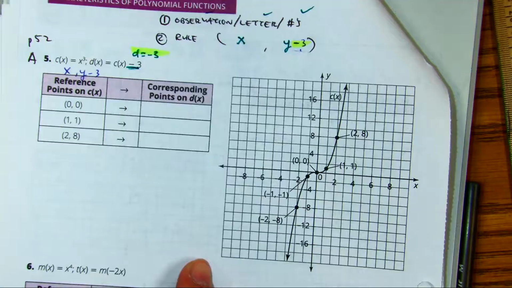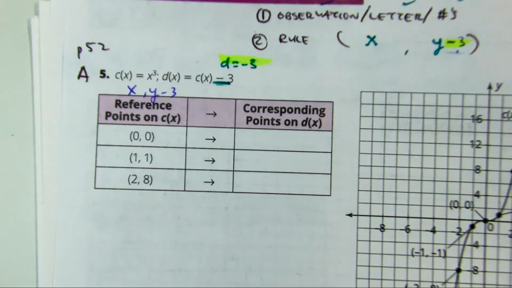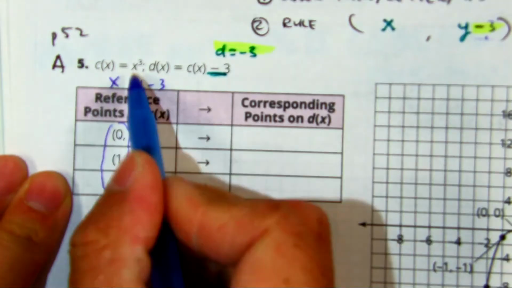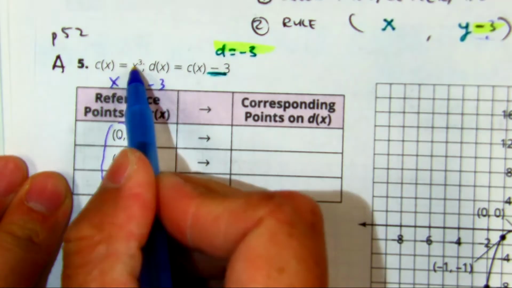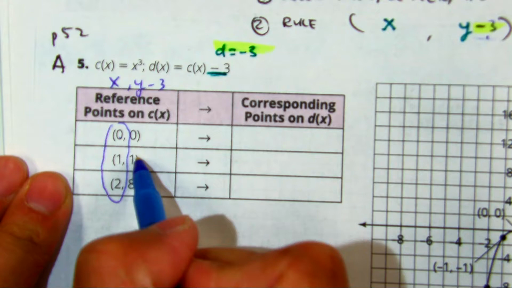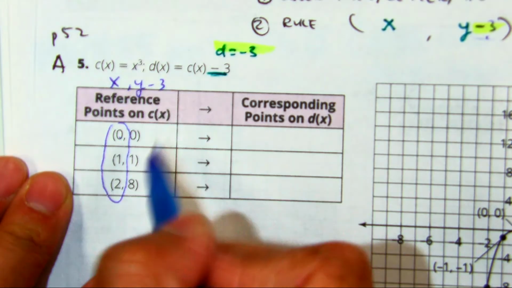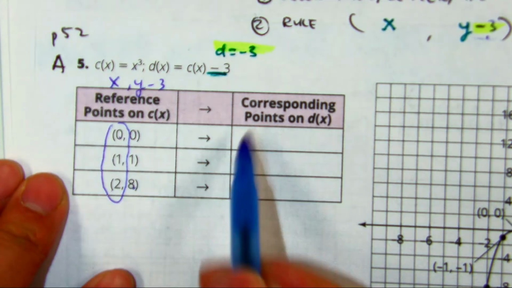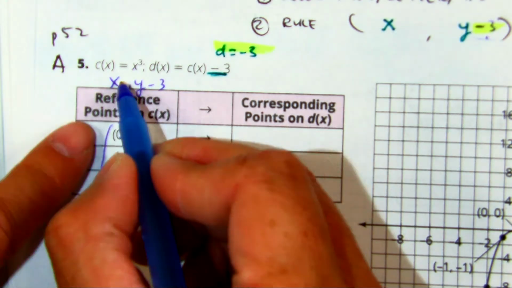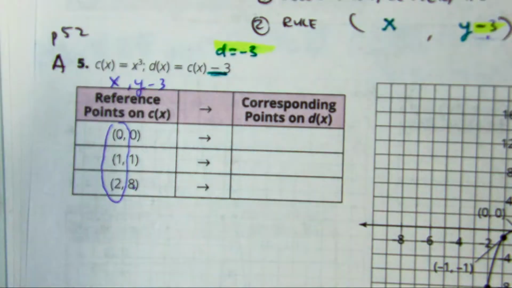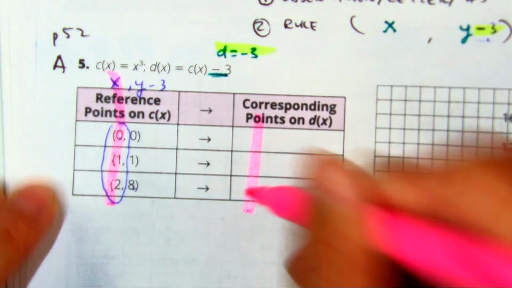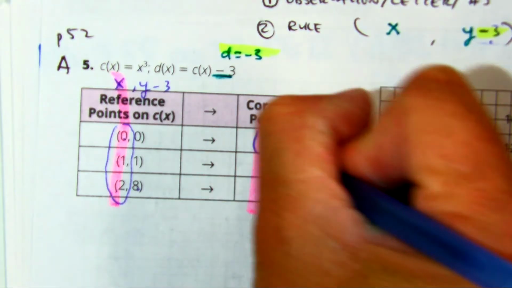Now, I just want to show you guys where they got these reference points from. You just make up any numbers for X, and you put in 0. 0 cubed is 0. 1 cubed is 1 times 1 times 1, which is 1. And then 2 times 2 times 2 is 8. That's how they got those. Now, this is the parent function, this is the child function. So now I know all of my X's are the same. All of the X's are the same. So let's write those numbers. 0, 1, and 2.